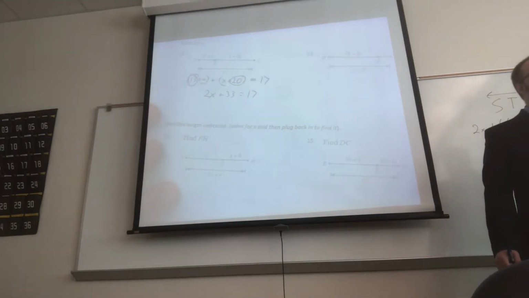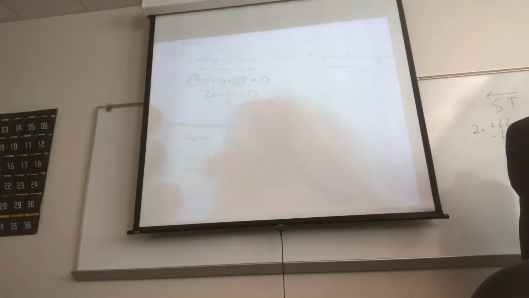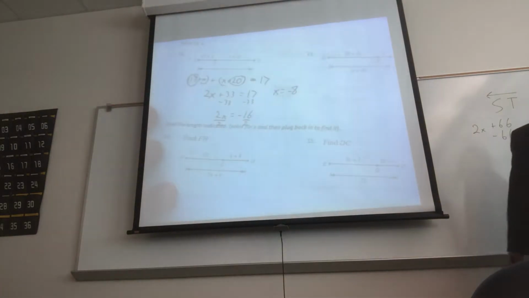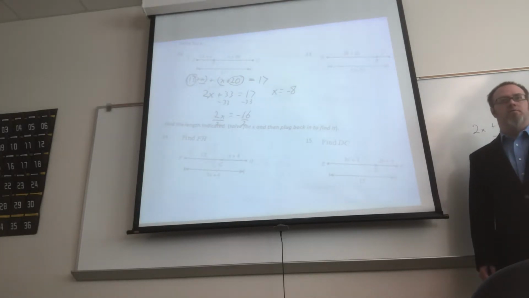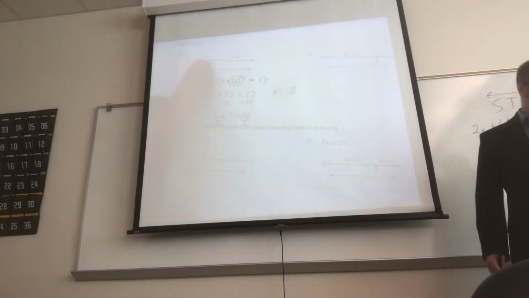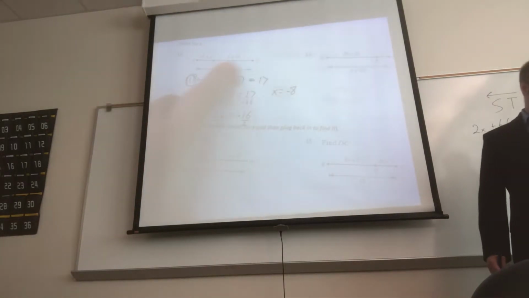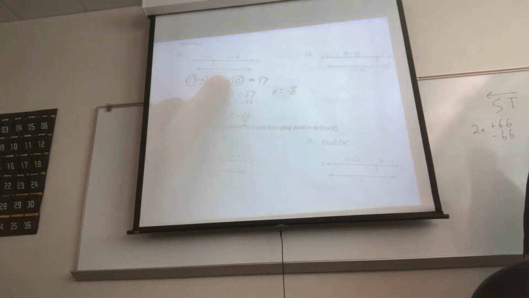I'm going to continue to solve this just like I'm solving for x. I subtract 33 from both sides. I get 2x is equal to negative 16. I divide by 2, I get x is negative 8. Yes, that can be a right answer there. The fact that it's negative 8 is fine. 13 minus 8 would be 5. 20 minus 8 would be 12. 5 and 12 make 17, just like it's supposed to.